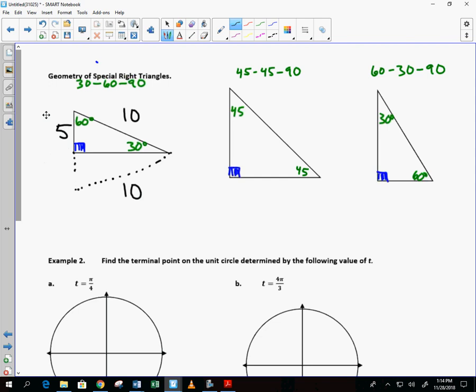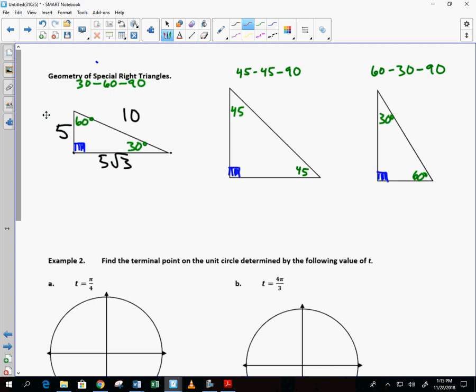If this is 5 and this is 10, what could we use to find out this length right here? What formula do you know? The Pythagorean Theorem. And if we did the Pythagorean Theorem, which is sometimes a little bit of work, we would come up with exactly 5 roots of 3. And so it works out that the shortest leg is always half the hypotenuse. And that the longer leg, you just take the short leg and multiply it by the root of 3. That's it. Pretty easy, huh?